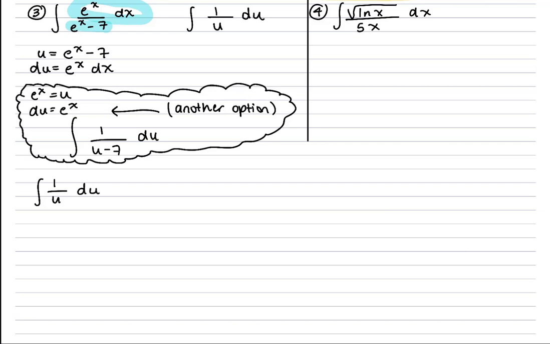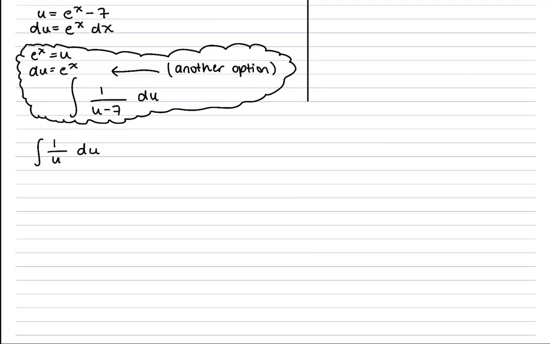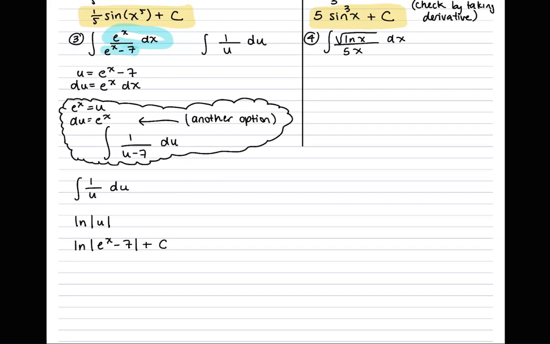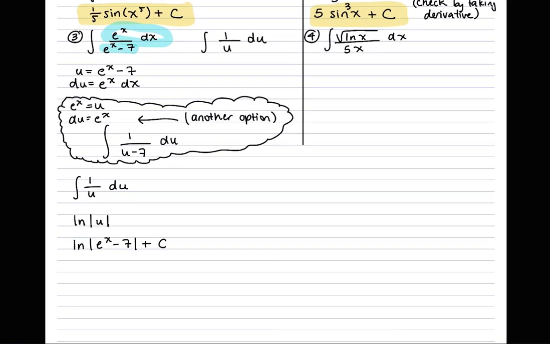So computing this integral of 1 over u is one of our basic integrals, and you might remember that is ln of the absolute value of u is the antiderivative there. And then when we replace our u, we get ln of e to the x minus 7 plus c. And again, we can check by taking the derivative to see if we did it correctly.